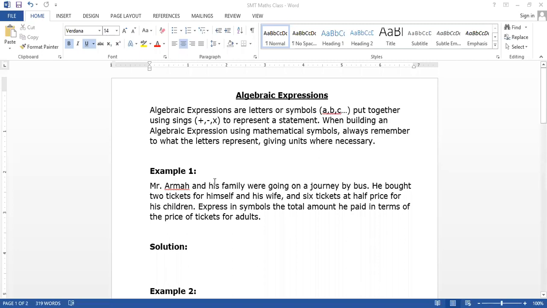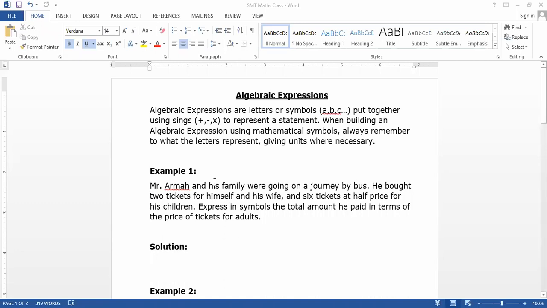Most of the questions on the SMT have to do with algebraic expressions, compound interest and simple interest questions. And sometimes we look at the Venn diagram and sets. These are the three main areas.